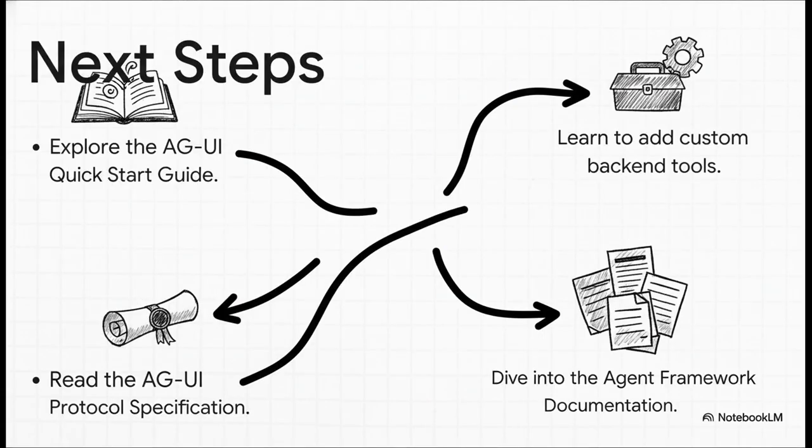If you want to get started, definitely check out the AGUI Quick Start Guide. It's actually the source material we use for this explainer. From there, you can start adding your own custom tools to give your agent some really unique skills. You really do have the blueprint now to build the next generation of conversational AI. I can't wait to see what you create.